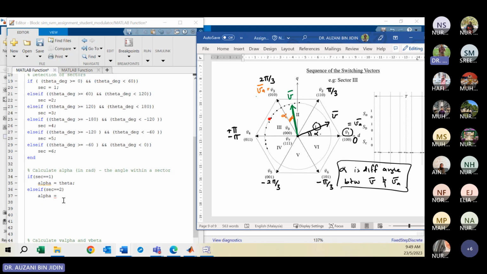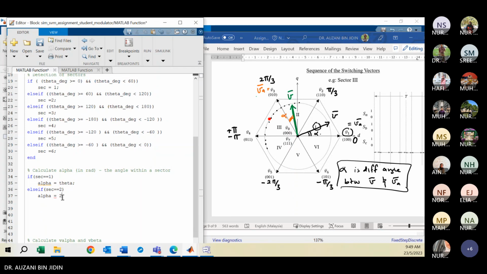So how to calculate the alpha? You have to write the alpha here: 2 pi per 3 minus theta. How to write it? 2 times pi divided by 3 minus theta. Okay, this is for sector number 2. Clear? Then you can proceed for sector 3 and so on.